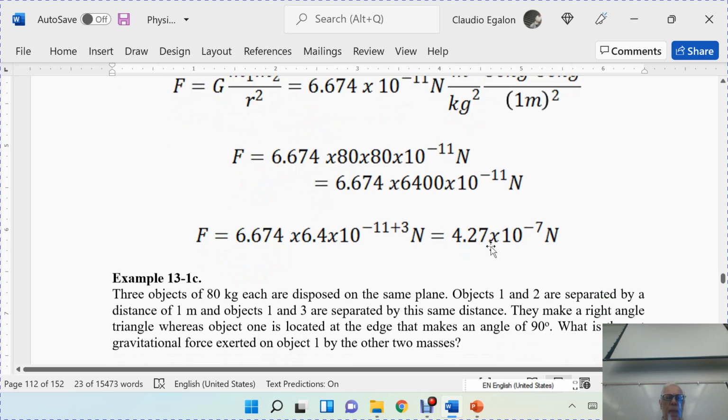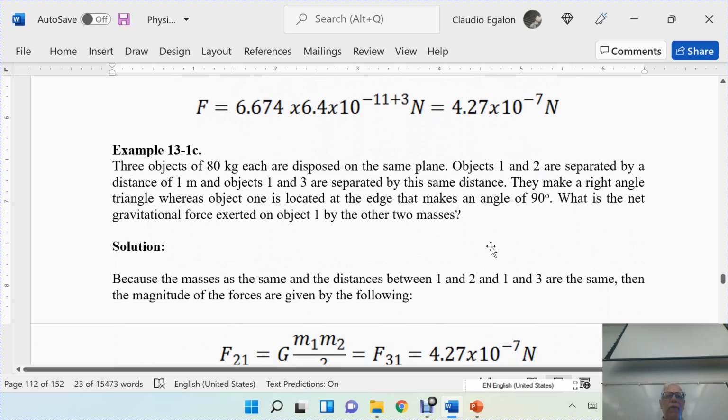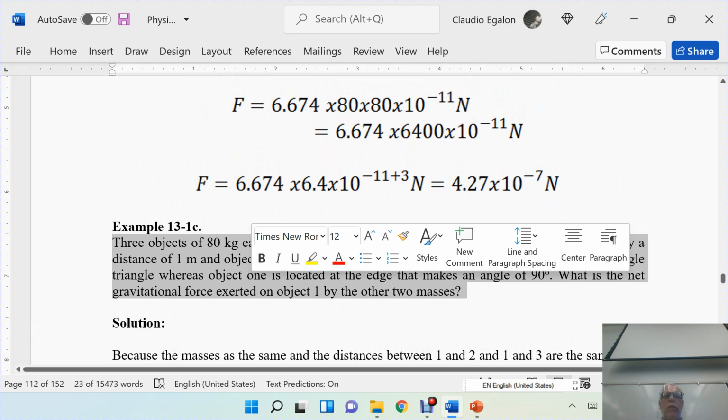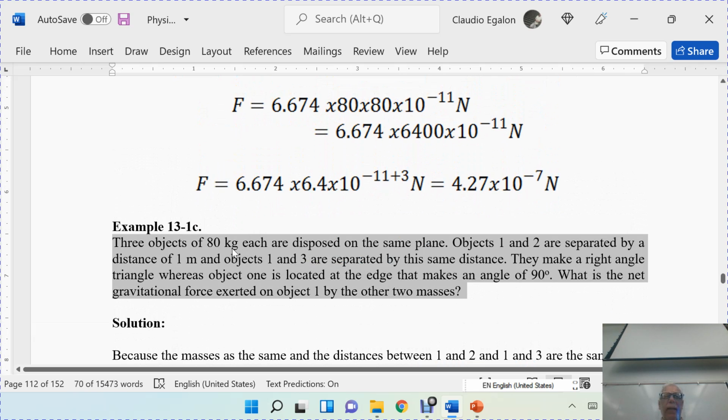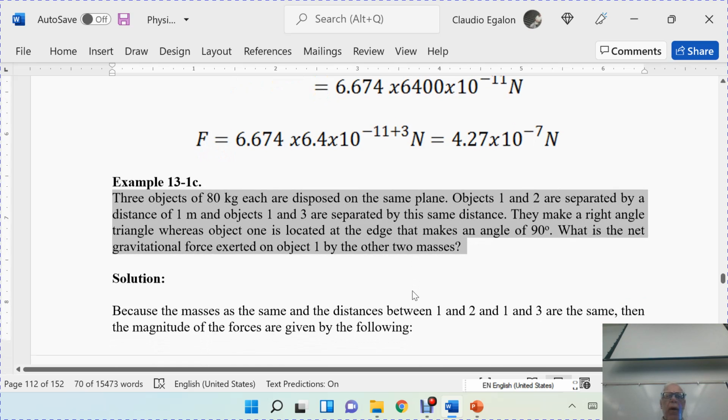Okay, gravitational force is a vectorial force, right? So we have this other example: 3 objects of 80 kilograms, disposed on the same plane. Objects 1 and 2 are separated by a distance of 1 meter, and objects 1 and 3 are also separated by the same distance. They make a right angle triangle. What's the net gravitational force on object 1?